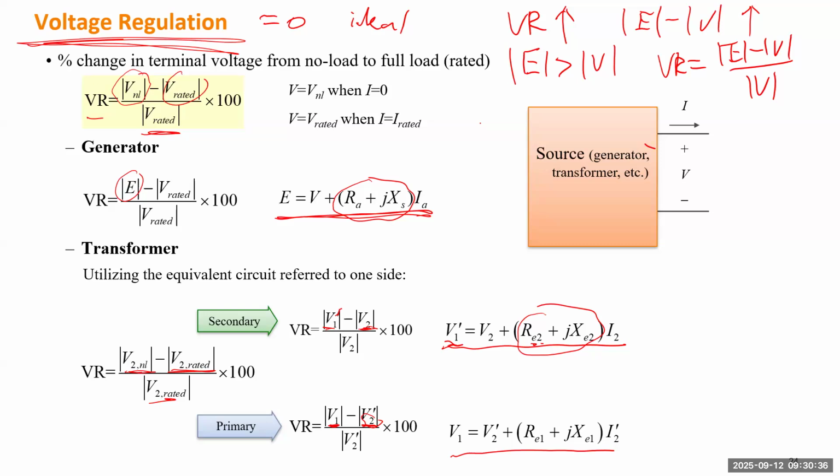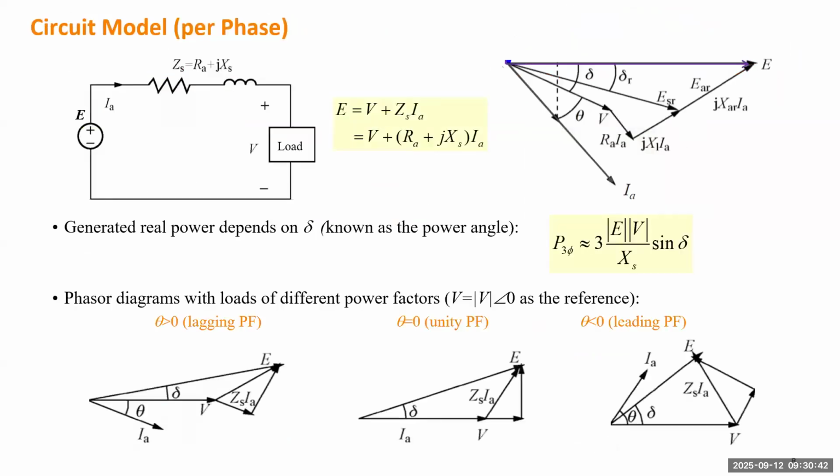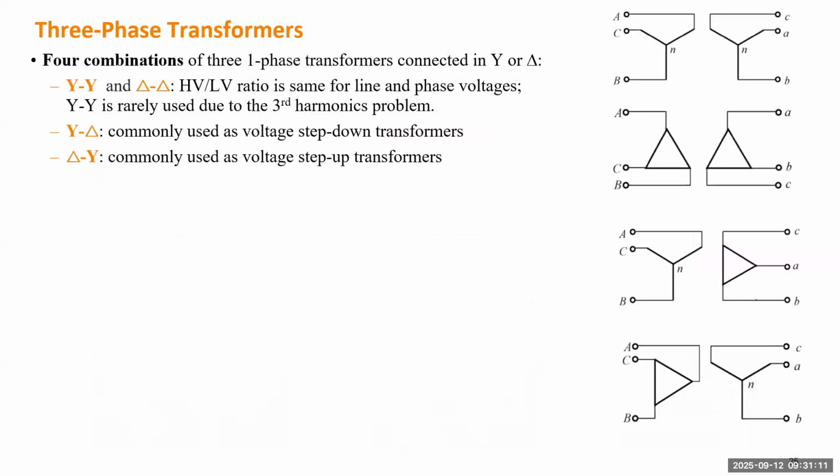Remember in the phasor diagram, we worked on this case. When the power factor is leading, E can be shorter than V. So for that case, the voltage regulation can be negative. So voltage regulation can be positive or negative depending on what power factor you're operating the source at. But if voltage regulation is 0, it means an ideal source, or close to ideal. Any questions?